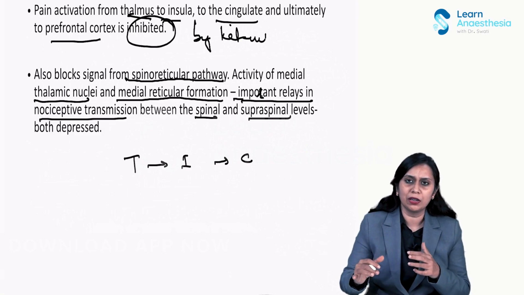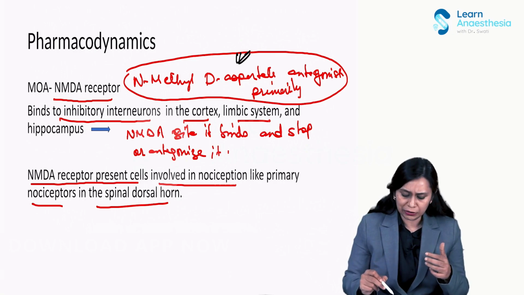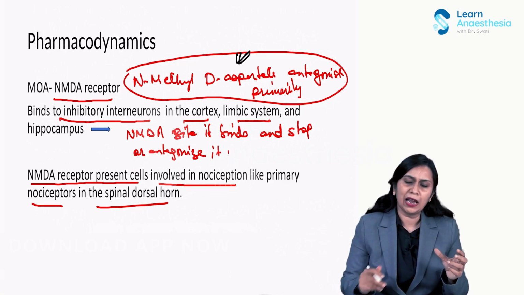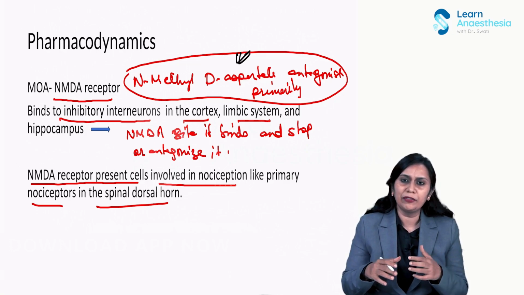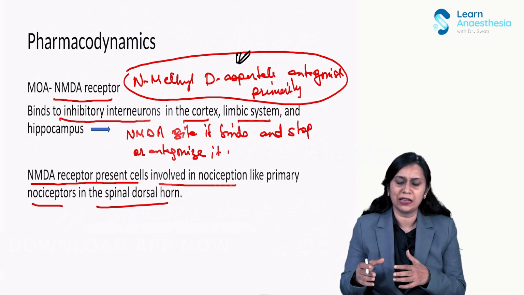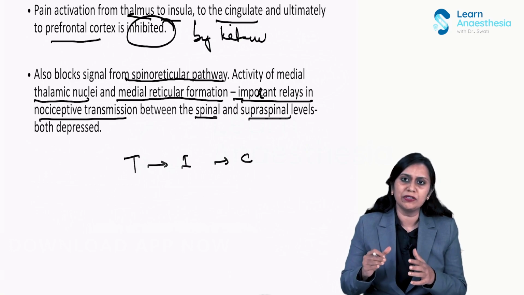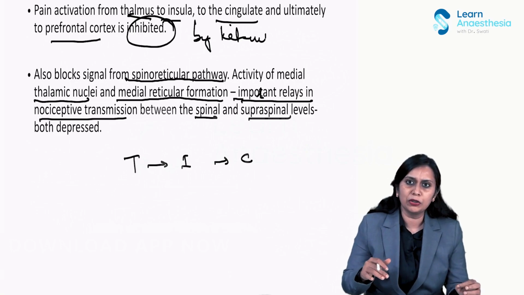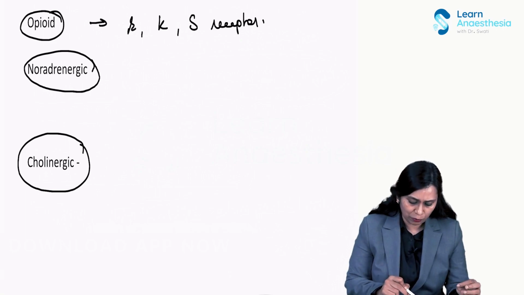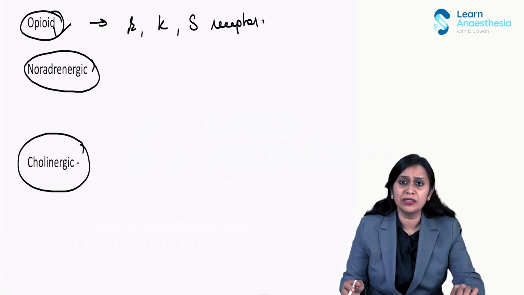All these are blocked. So by multiple mechanisms, it blocks the pain pathway, primarily through attaching to the N-methyl D-aspartate site and antagonizing the effect of the N-methyl D-aspartate receptor, that is, it causes hyperpolarization and prolonged opening of the channel. So primarily by this effect, and by NMDA receptor attachment at multiple sites, it can produce very good analgesia. Plus, it can also bind to the opioid receptor, and it can also bind to the noradrenergic receptor, right?